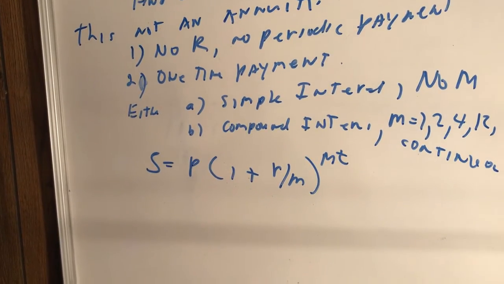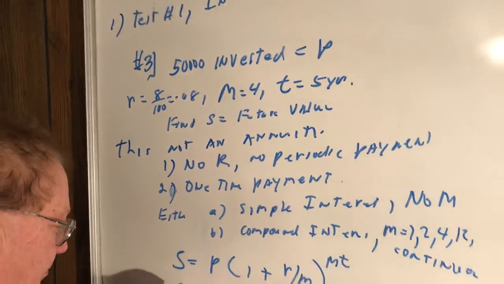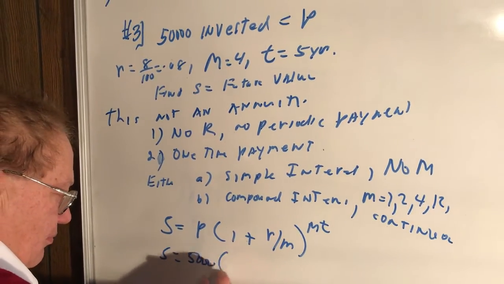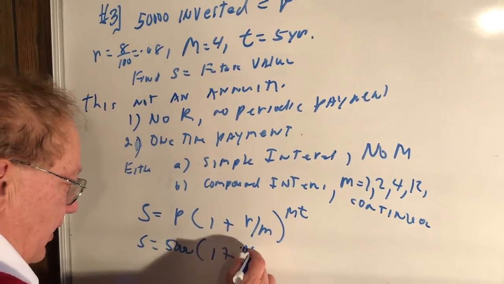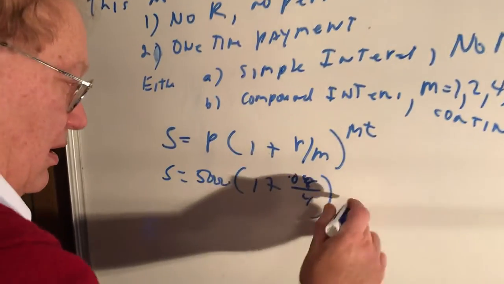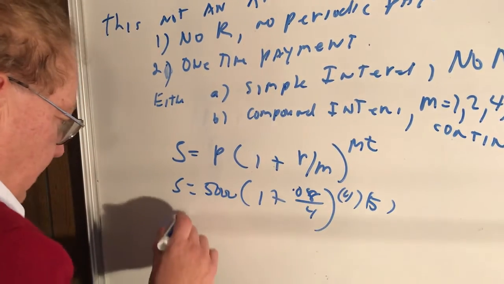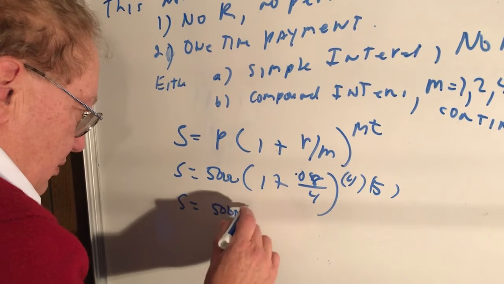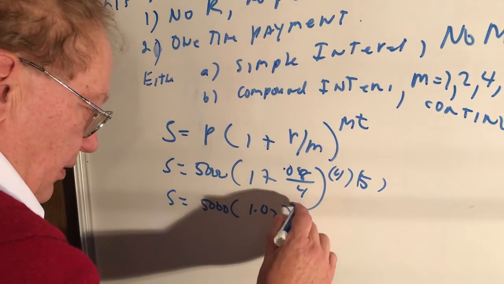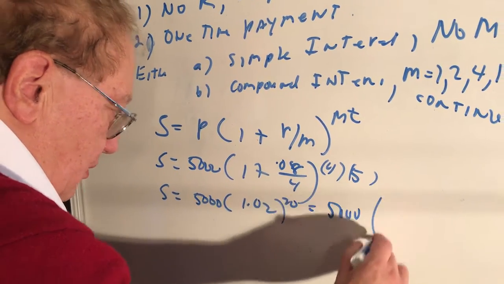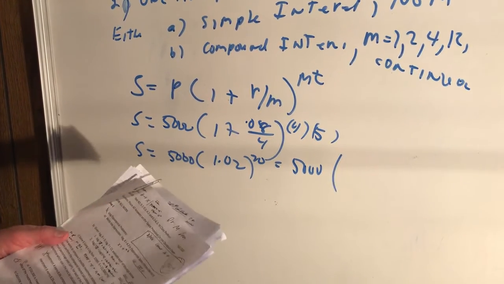So substitute. They invested $50,000. That's your principal. And it's only one time. r is the percentage over 100, 0.08. m is 4, raised to the m times t, and how many years was it? It was 5. So S is 50,000 times 1.02 to the 20th.